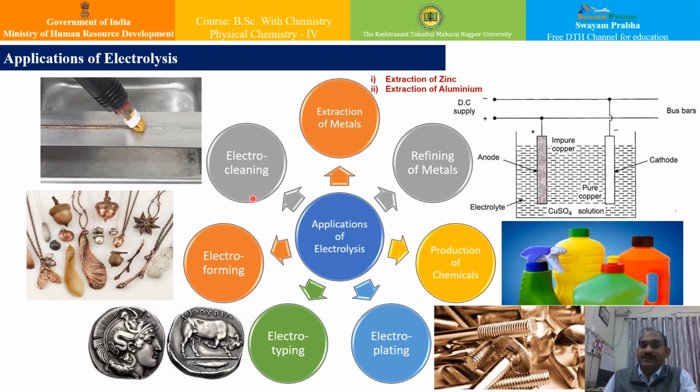And further refining is done by electrolysis. Now what happens in it? The anode is made up of the extracted metal, so pure metal is deposited at the cathode. The electrolyte is made of the metal solution.